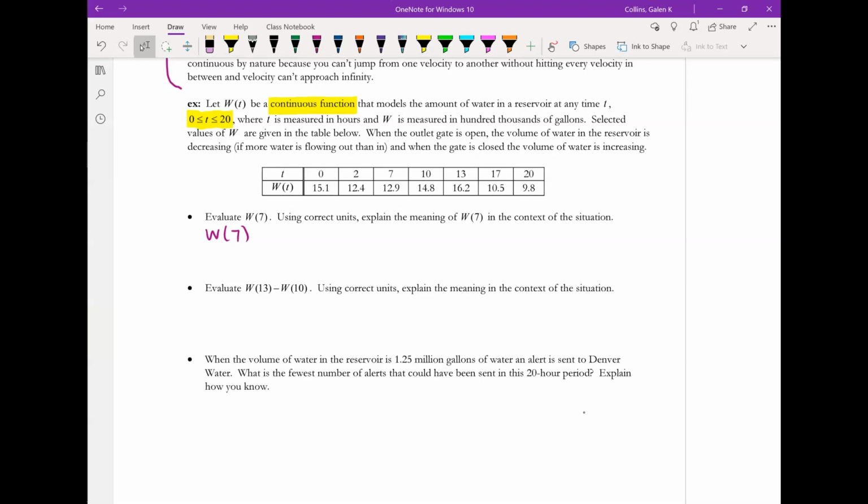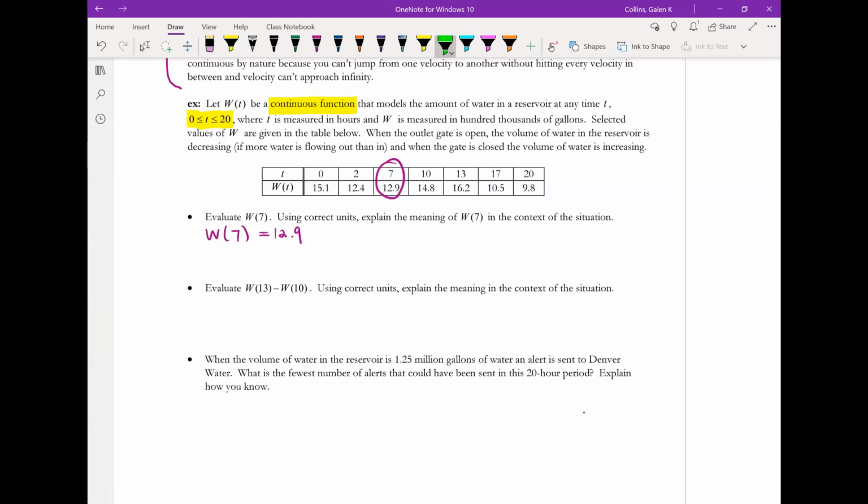All right, when we evaluate w of 7, I'm just going to look in my table and there it is. w of 7 equals 12.9. When I evaluate it like that, I don't need to include units or anything. We're going to do that in this next part. So using correct units, explain the meaning of w of 7 in the context.